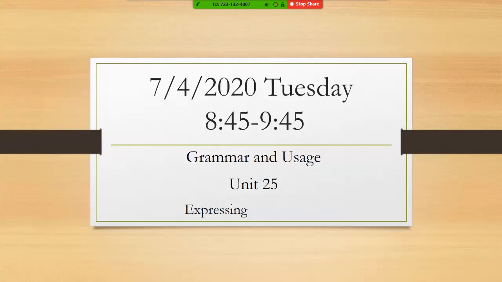Let's start the lesson. Today we have a grammar lesson. It is from your textbook, Grammar and Usage, Unit 25. The topic is expressing contrast.